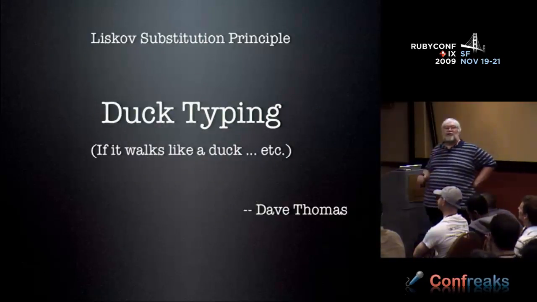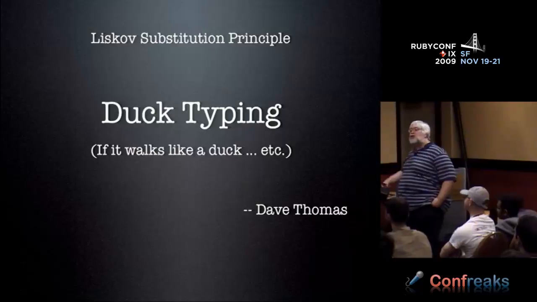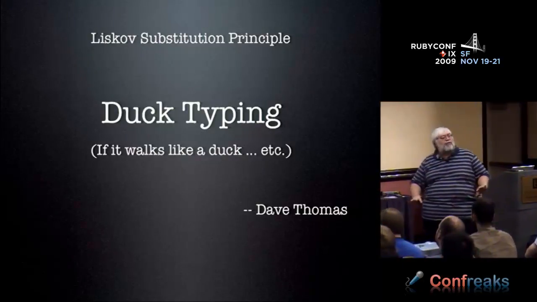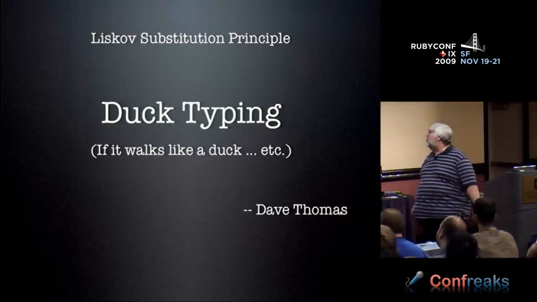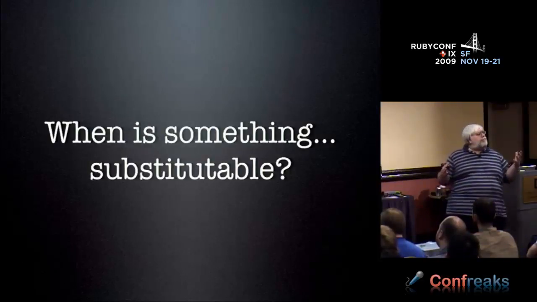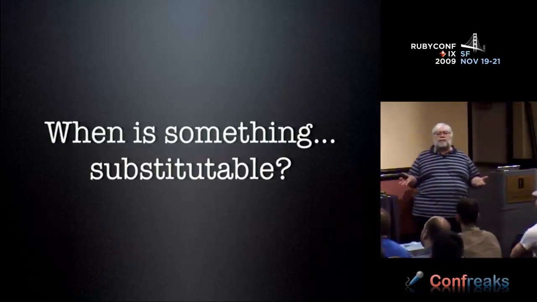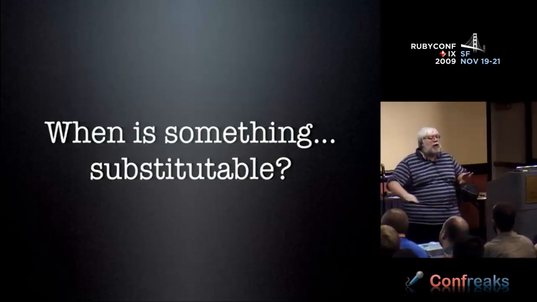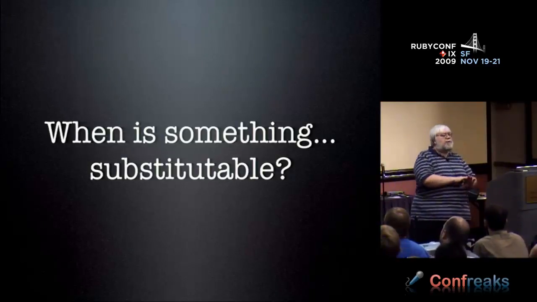Dave Thomas just calls it duck typing. If it walks like a duck and talks like a duck, then treat it like a duck and you'll be good. Okay, so when is something substitutable? When can I take one object and substitute it for another and expect my code to work?